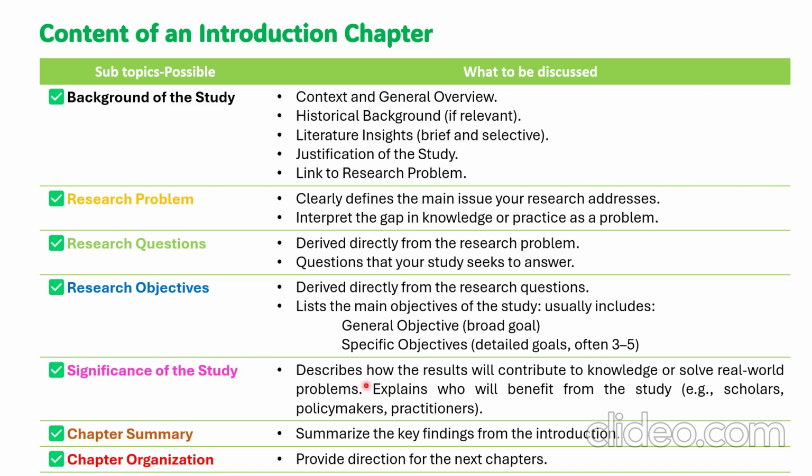Here it says it describes how the results will contribute to the knowledge or solve real world problems. Explain who will benefit from the study: scholars, policymakers, and practitioners. So simply you need to tell how the outcome of your research is going to contribute. Usually we are doing a research to give a contribution to a particular issue or a problem. So you need to tell who are the parties who can benefit from this.